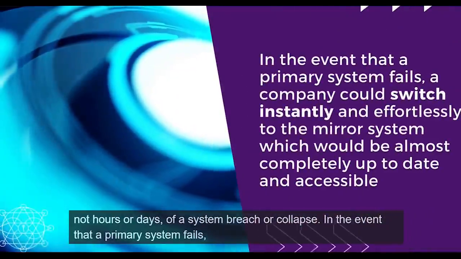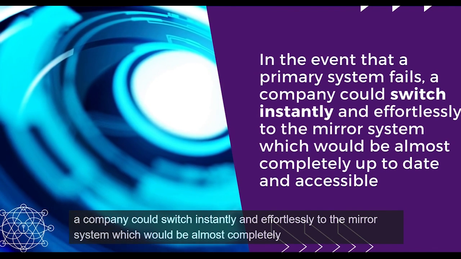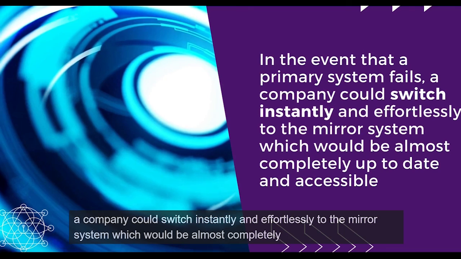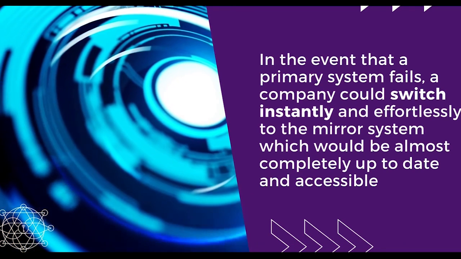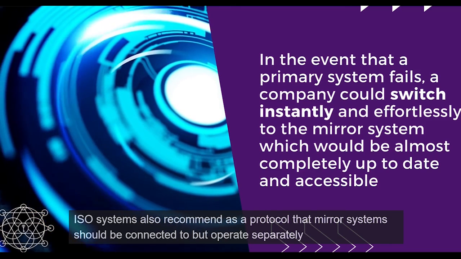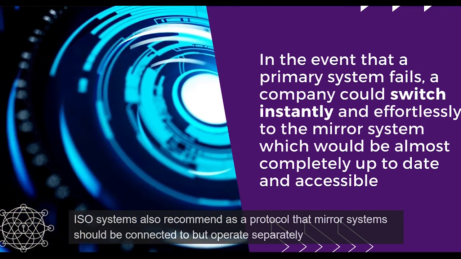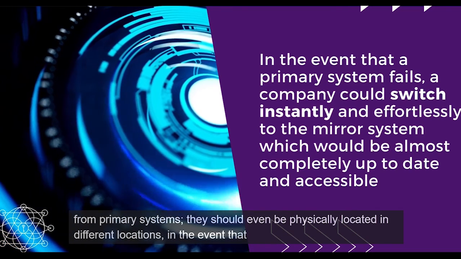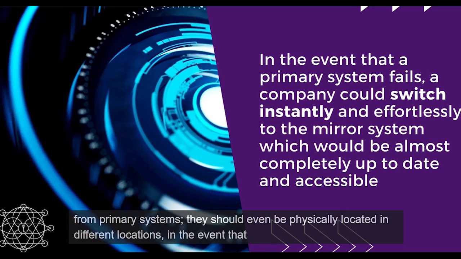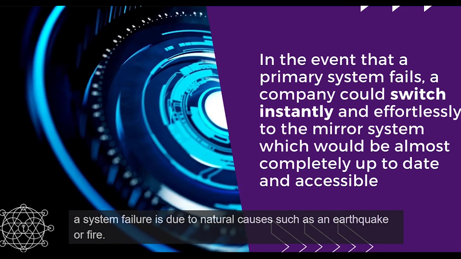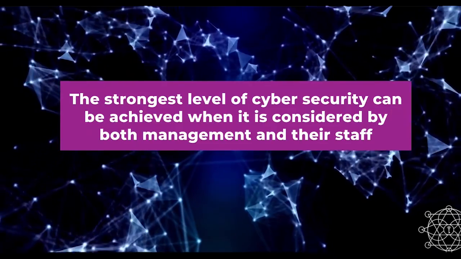In the event that a primary system fails, a company could switch instantly and effortlessly to the mirror system, which would be almost completely up-to-date and accessible. ISO systems also recommend as a protocol that mirror systems should be connected to but operate separately from primary systems. They should even be physically located in different locations in the event that a system failure is due to natural causes such as an earthquake or fire.